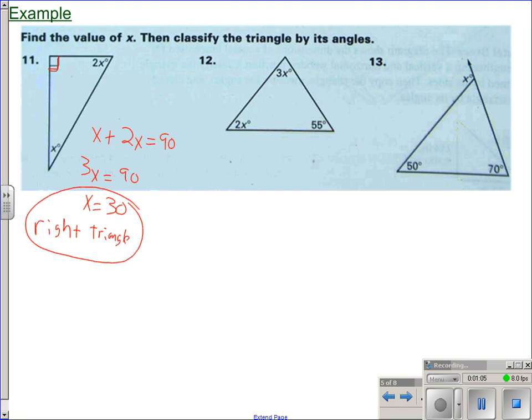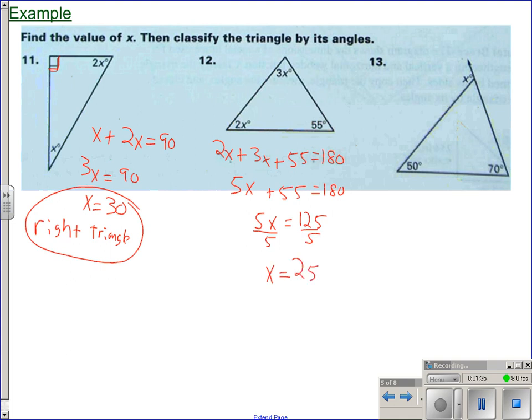So for the middle example here, number 12, you just have three angles. All three angles of a triangle add up to be 180. So you have 2x plus 3x plus 55 equals 180. That's 5x plus 55 equals 180. Just solving for x, subtracting 55 puts us at 125. Divide by 5, x is 25.